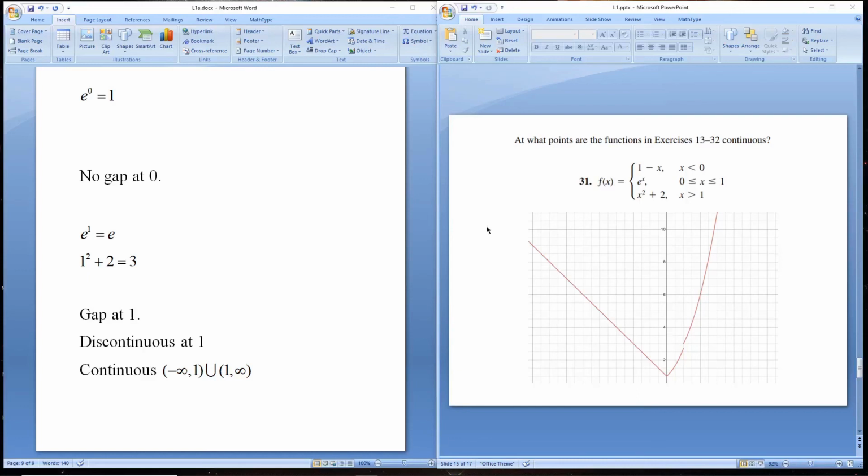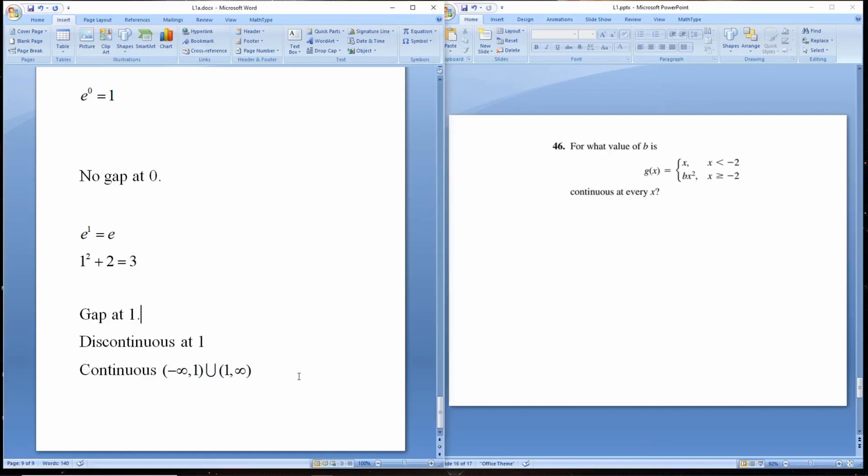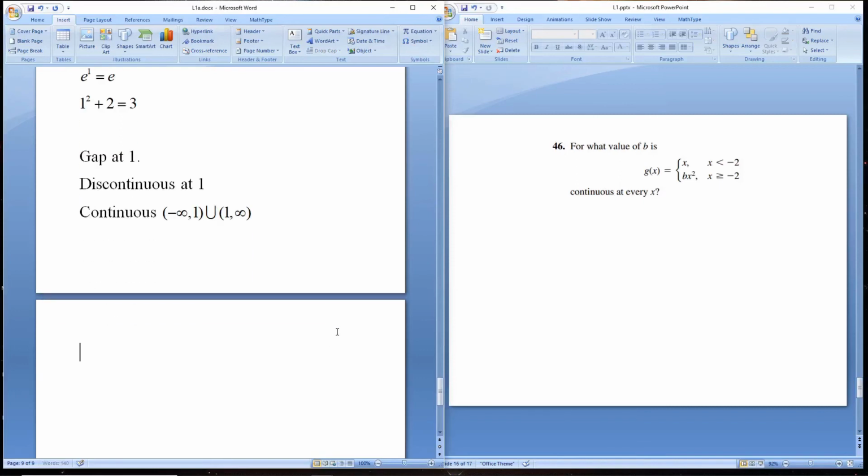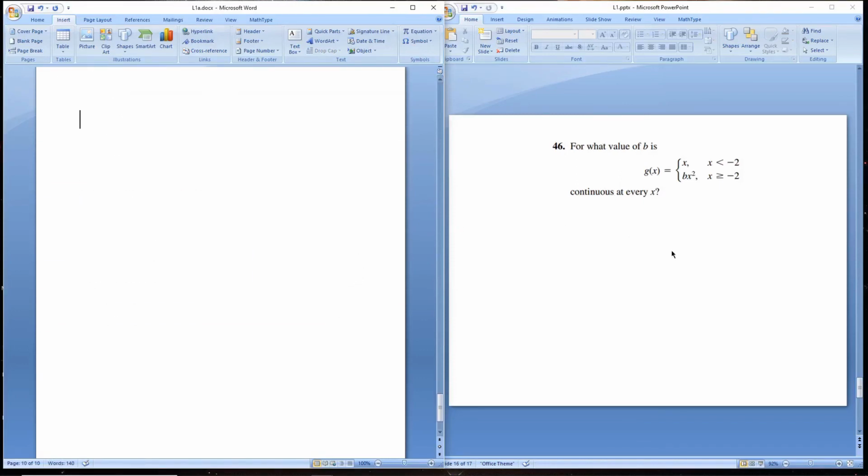So let's check out one more. And I have to say, I really like this type of problem. I guarantee you'll see it on the test. So here's our piecewise function. For what value of b is this everywhere continuous? Now I'm going to make up some value for b so I can graph it and show you.